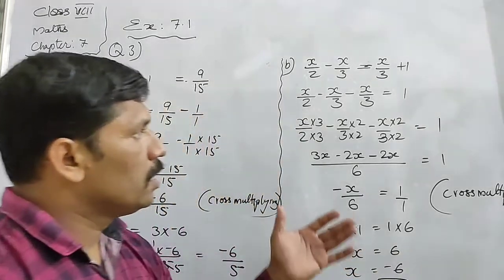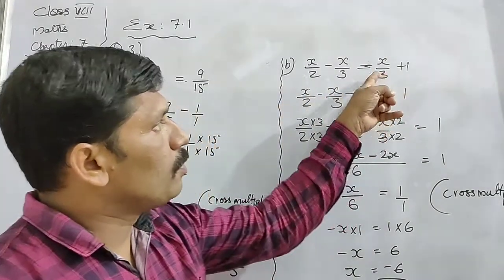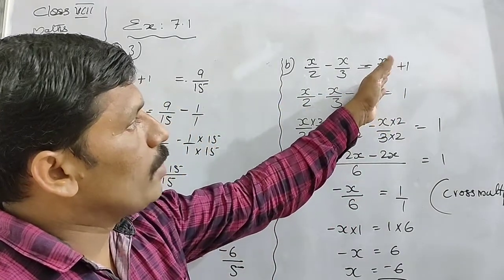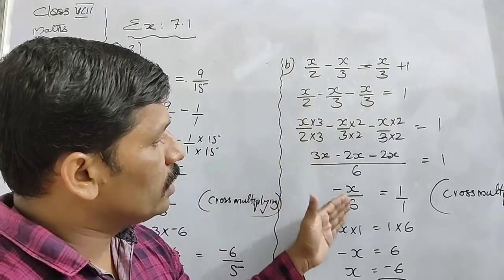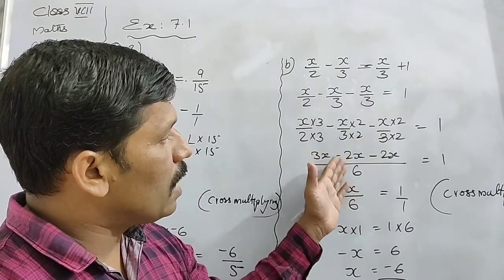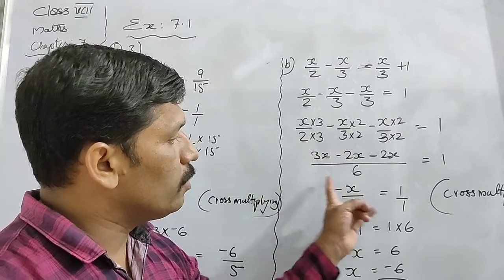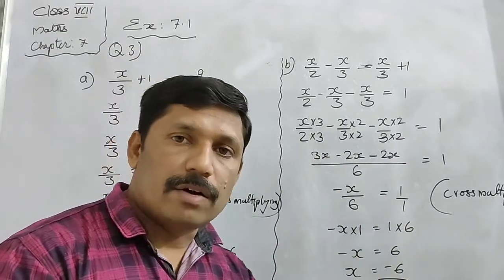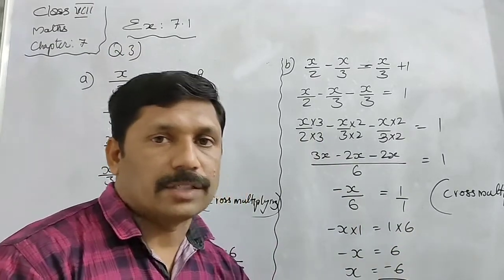So students, here first of all we take the variable to one side, and then we find the LCM and make the denominators equal, and then subtract. Then finally we cross multiply and find the value of x.